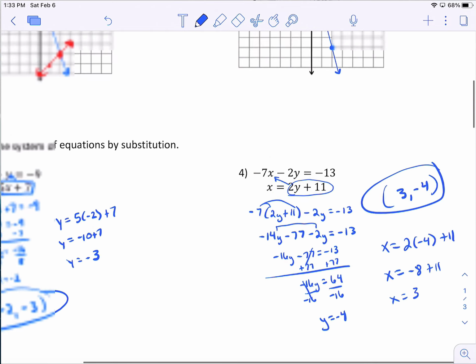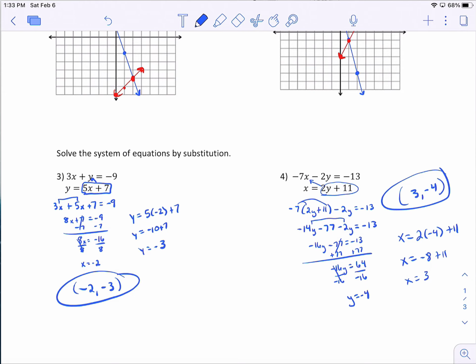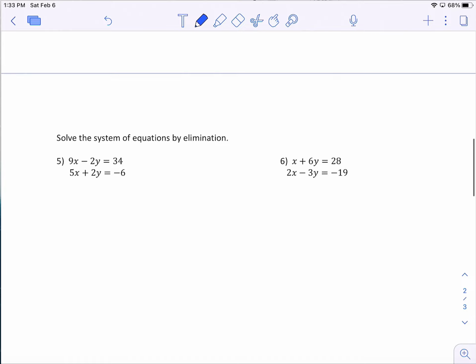Okay, so if you look at both of these substitution problems, finding the first variable is the part that takes the most effort and the most work, and then usually finding that second one goes a lot quicker. All right, moving right along. Now we're going to go for elimination.